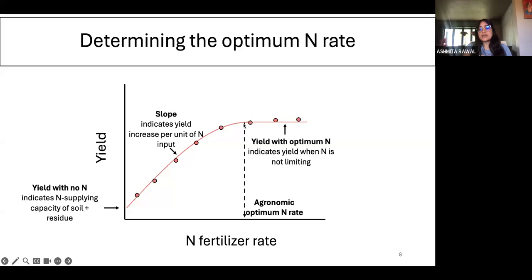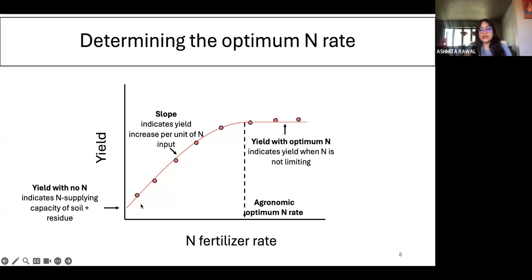What it means is that by adding more nitrogen beyond this point, there is no significant increase in yield. The slope represents the increase in yield per unit nitrogen input, and the intercept represents the yield at no nitrogen, that is, zero fertilizer nitrogen input, which indicates the nitrogen supplying capacity of the soil and residue.